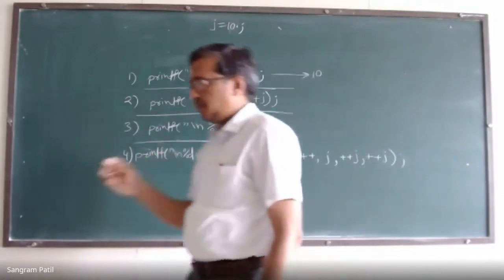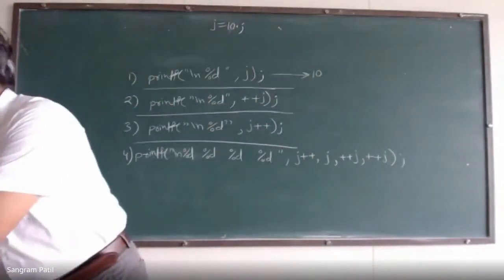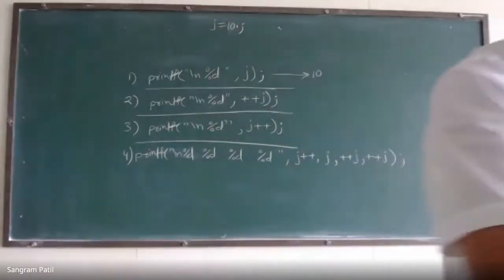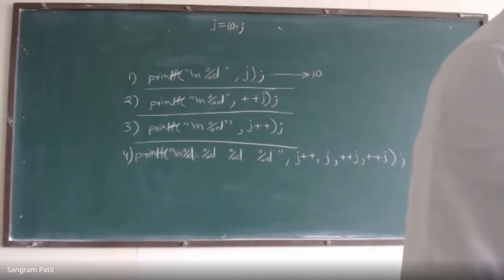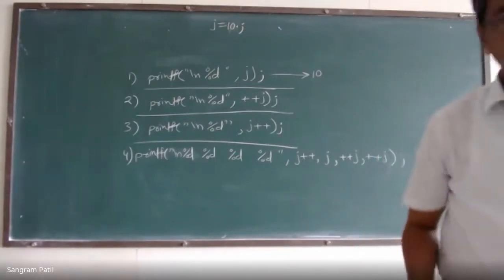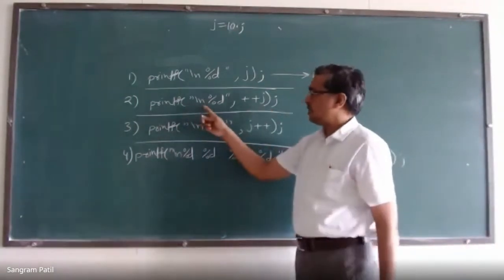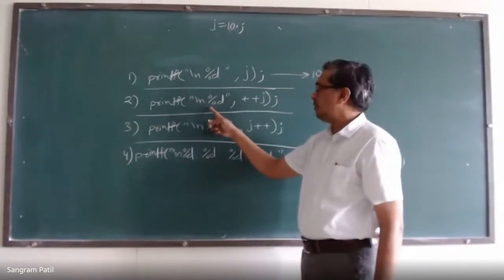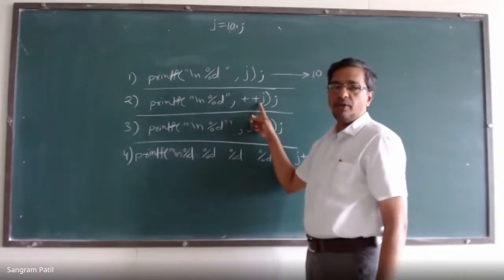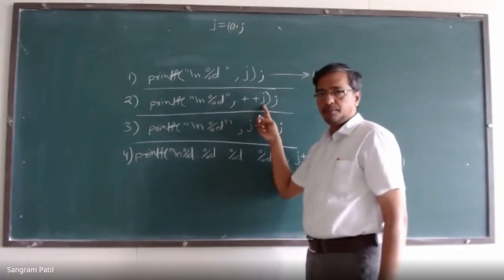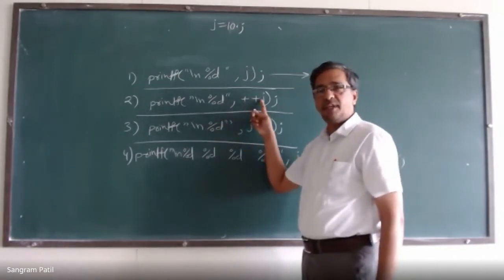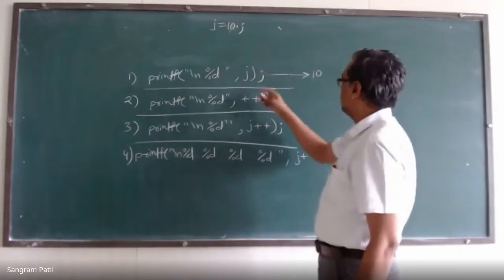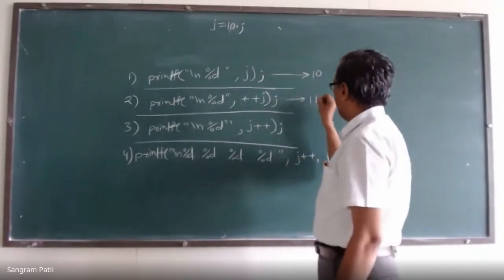If we consider this statement, printf slash n, go to the next line, percentage d, print one number, plus plus j. So plus plus is present before j. Use of j is to print the number, but plus plus is present before, so it will increment the value of j first. So j becomes 11 and this will print 11.